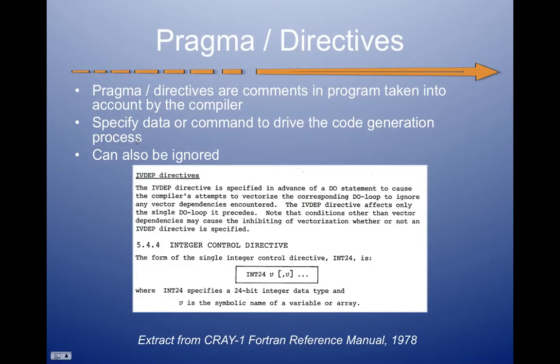Directives have been used for a very long time, and in particular they were used already on the Cray machine, one of the first supercomputers in '78. The directives talk to the compiler. Okay. So they specify some data or some commands that will drive the code generation process. One of the advantages is that frequently they can be ignored.